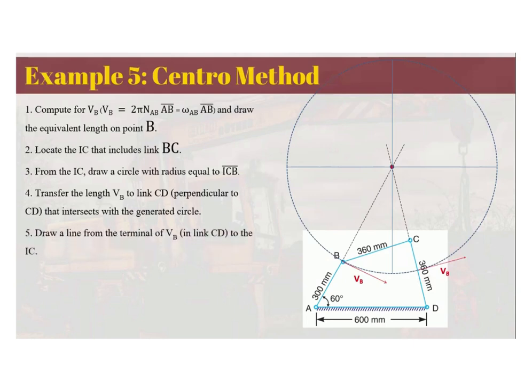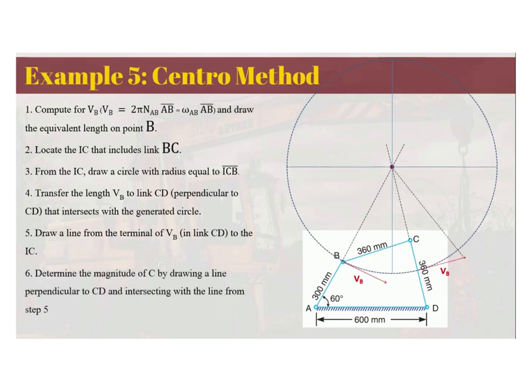Draw a line from the terminal of B in link CD to the IC. And then determine the magnitude of C by drawing a line perpendicular to CD and intersecting with the line from step number 5. So VC is perpendicular to the line joining C to the instant center. Thus we are able to find the velocity of C. So this is the velocity of C.